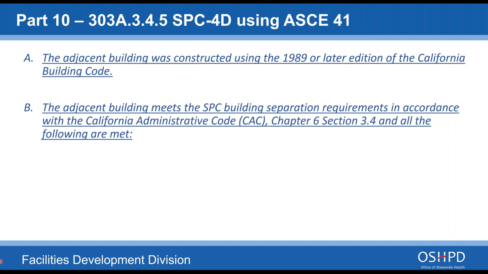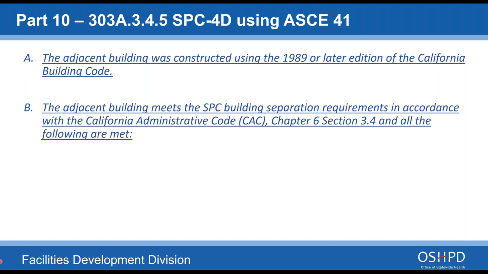So item A is if the building was constructed using the 1989 or later edition of the California Building Code. So these are basically SPC 5 buildings. If the building was an SPC 5 building, that means it's already assumed that the adjacent building deficiency in the CAC was already satisfied. Therefore, if the adjacent building to the SPC 1 is an SPC 5, we're assuming that condition has already been satisfied, and we're not going to check it to reclassify the SPC 1 or 2 buildings to SPC 4D. Okay, so then the only other criteria is that it meets the requirements of the CAC, Chapter 6, Section 3.4. Then we asked, is that good enough or are there other criteria we need to add?